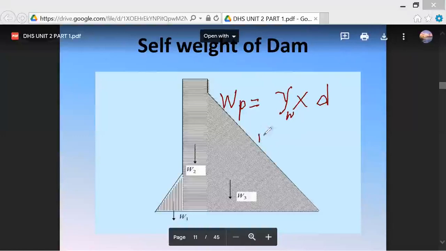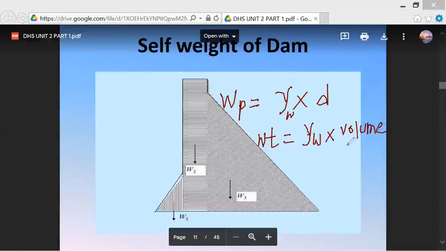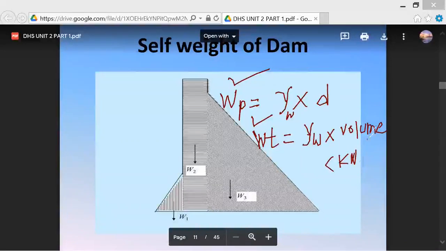If you want only the weight, then you multiply this gamma W with the volume. Then we will get exactly the weight. So there is a difference between this pressure and weight. The unit for pressure will be kilonewton per meter square, while the unit for weight will be kilonewton. So this is the difference.